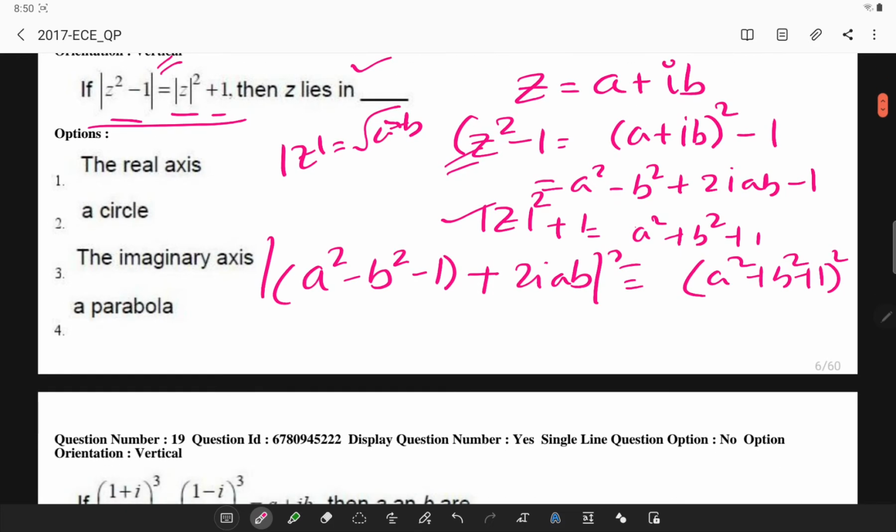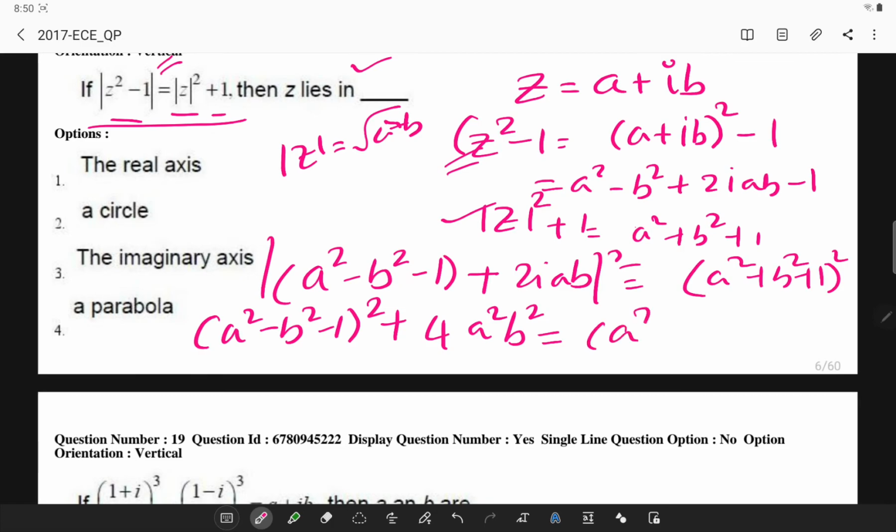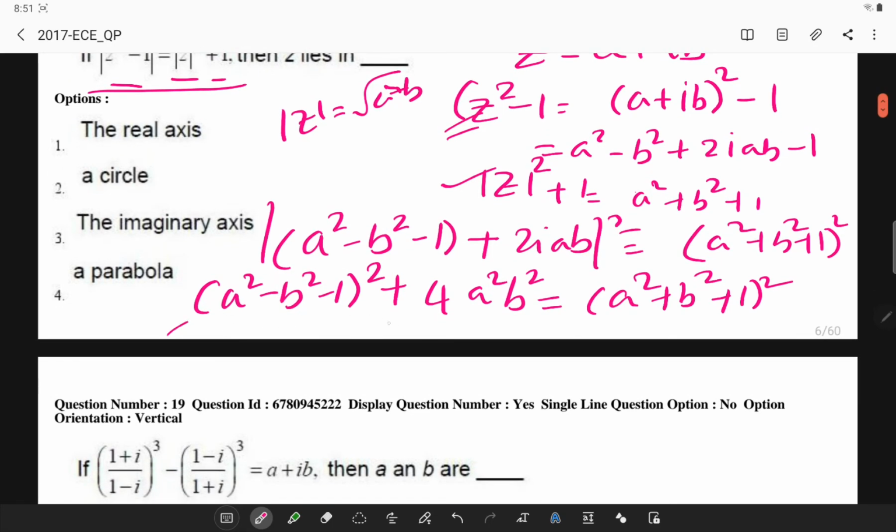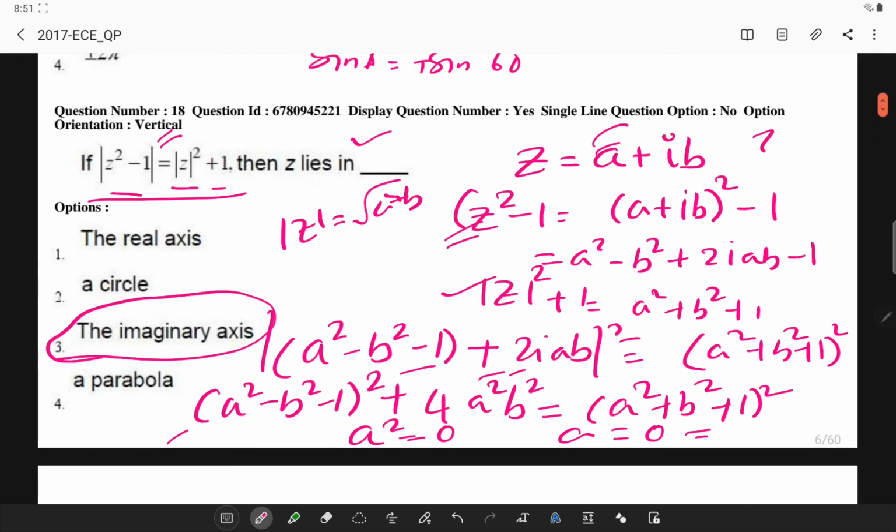So a square minus b square minus 1 whole square plus 4a square b square is equal to a square plus b square plus 1 whole square. So if I rearrange the terms and solve it, I will be getting a square is equal to 0 after all the cancellations. So simply a will be 0. So a will be 0 means if I substitute here, z will be ib. Therefore the answer is imaginary axis.